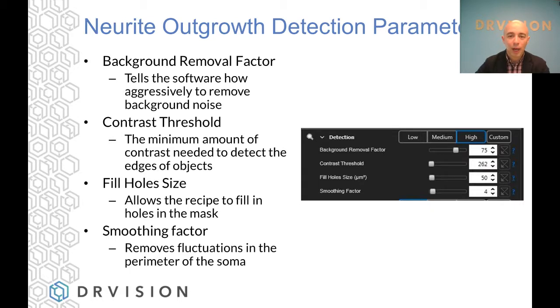So we're going to look at neurite outgrowth detection parameters now. If you've tuned in before, these parameters might look similar to our cell detection parameters. We're going to go over what these do. The background removal factor tells the software how aggressively to remove background noise. A contrast threshold is the minimum amount of contrast needed to detect the edges of an object. The fill hole size allows the recipe to fill in holes in the mask that is created. And a smoothing factor removes fluctuations in the perimeter of the soma.